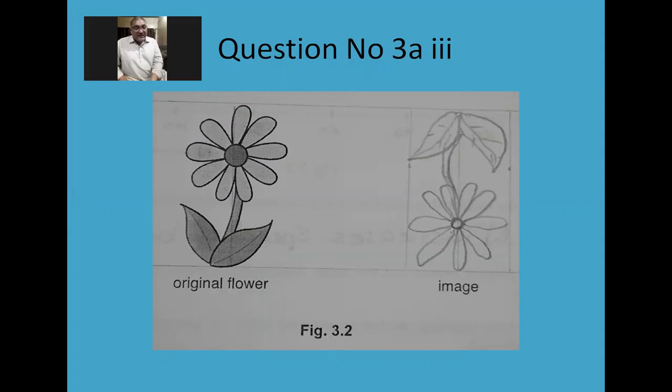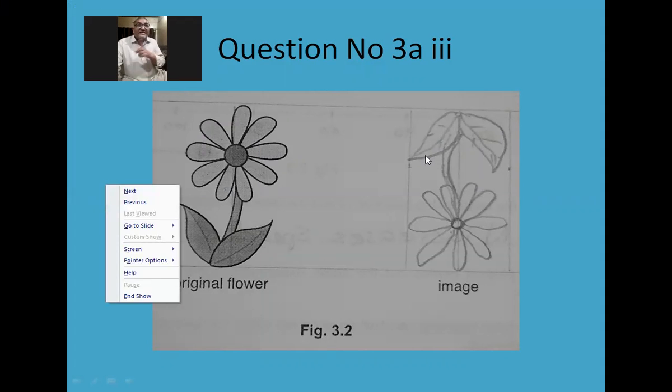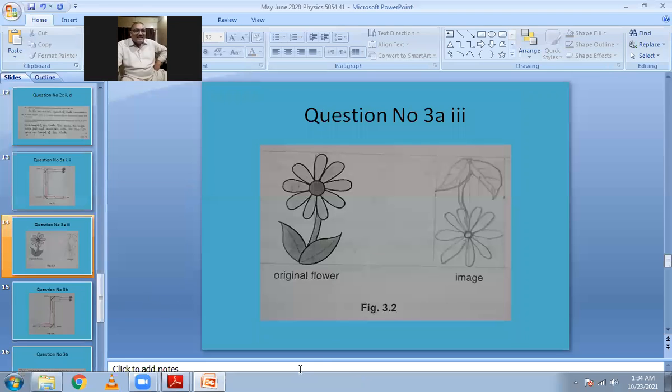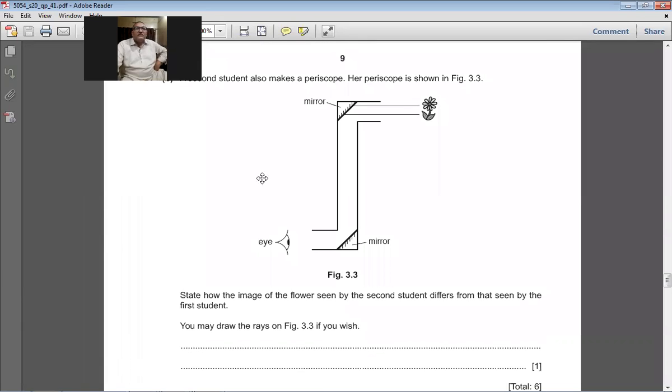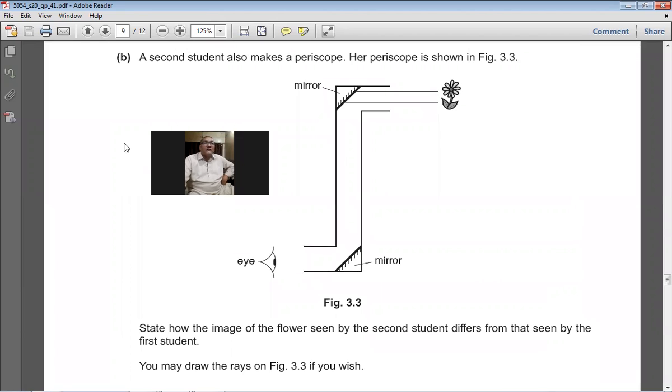Okay, so let's move to the next part. He says a second student. This question came the first time where you have to actually draw an image, sketch an image. A second student also makes a periscope. Her periscope is shown in figure 3.3. State how the image of the flower seen by the second student differs from that seen by the first student. You may draw the rays on figure 3.3 if you wish.